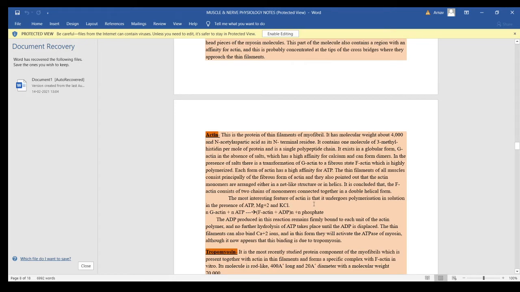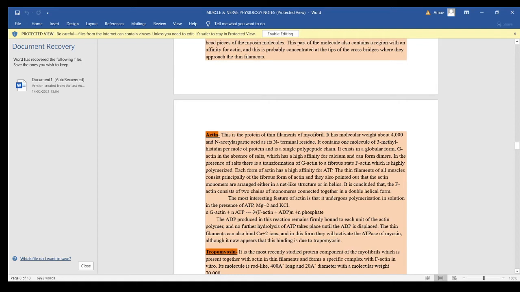The most interesting feature of actin is that it undergoes polymerization in solution in the presence of magnesium ions, ATP and KCl. So n number of G-actin plus n number of ATP will get split up into F-actin plus n times ADP plus n number of phosphate groups. The ADP produced in this reaction will always remain attached with the actin filaments. They remain firmly bound to each unit of the actin polymer, and no further hydrolysis of ATP takes place until the ADP is completely displaced.